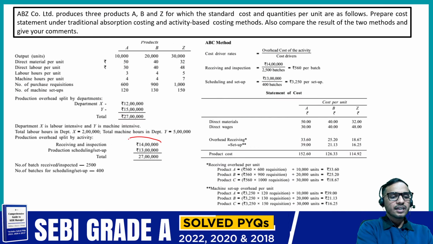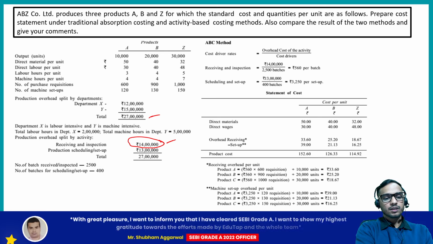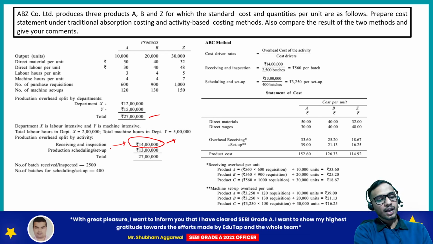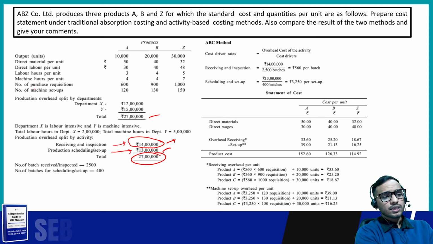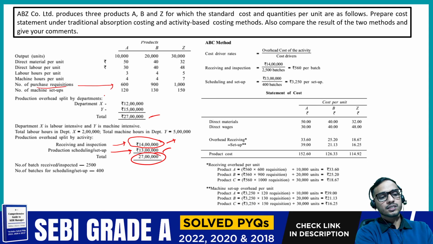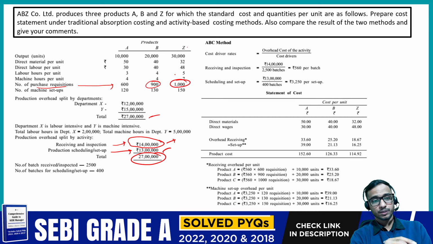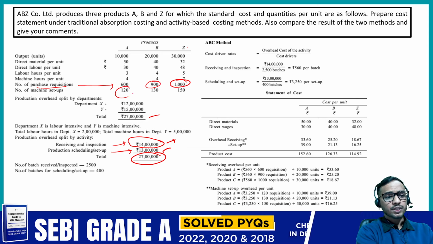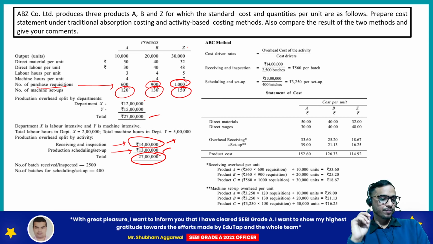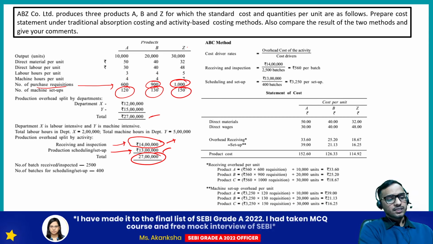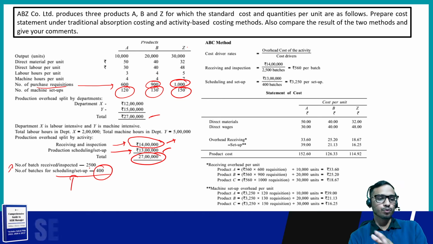Now we have receiving and inspection cost of 14 lakh. This is an activity, and production and setup cost of rupees 13 lakh, and in total we have 27 lakh, as we know. As you can see, the number of purchase requisitions used by A is 600, for B it is 900, and for Z it is the maximum, 1000. For machine setup it is 120 for A, 130 for B, and 150 for Z. The number of batches received is overall 2500, and for setup or scheduling it is 400.